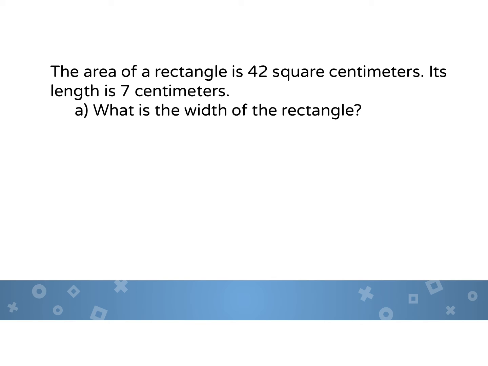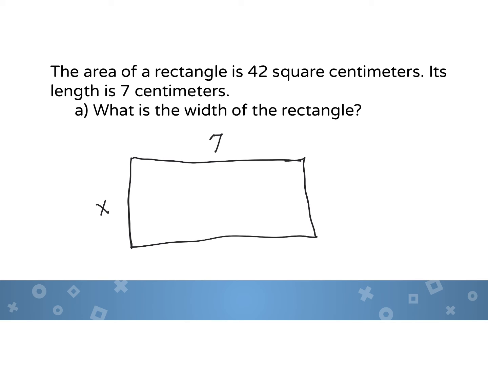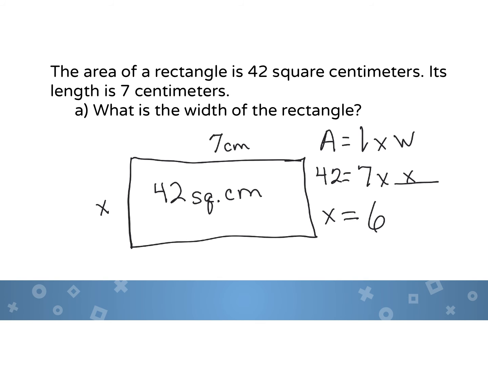The area of my rectangle is 42 square centimeters. Its length is 7 centimeters. And its width, we don't know, so we're going to put an X there. But I do know my area, and it's 42 square centimeters, so I'm just going to plug that into my formula. 7 times 6 is 42, so the width is 6 centimeters.